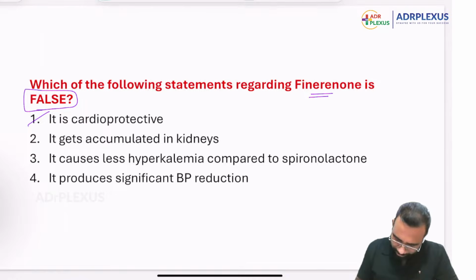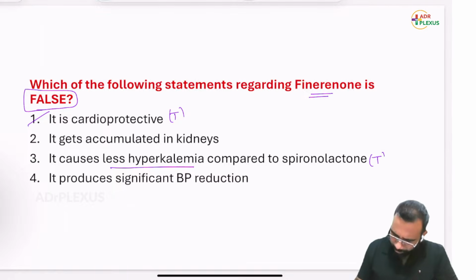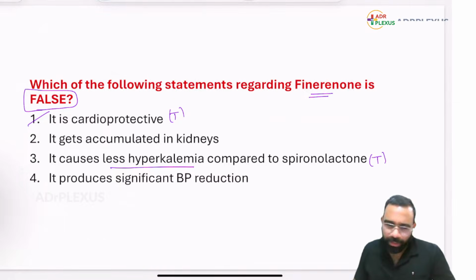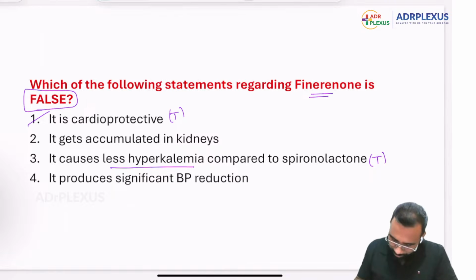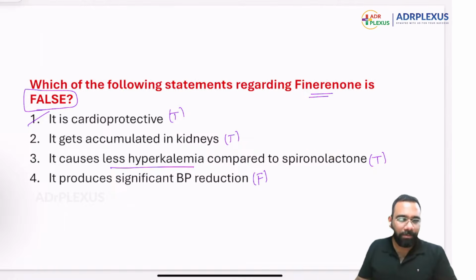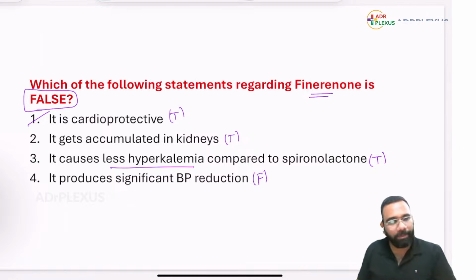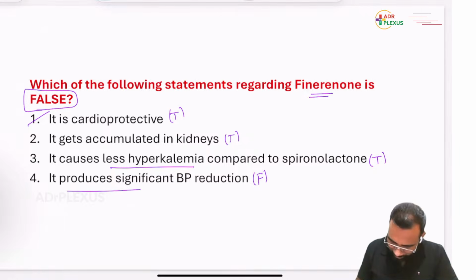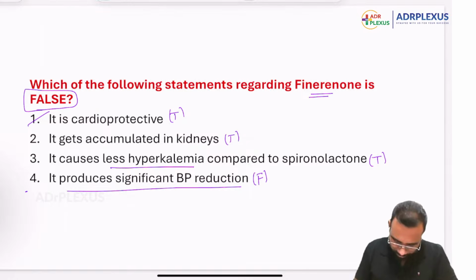Next one, it is going to cause less hyperkalemia. Yes, this is a true statement. When compared to eplerenone and spironolactone, it is going to cause less hyperkalemia. It produces significant BP reduction. No, it doesn't produce a significant BP reduction. This is a false statement. And it is going to get accumulated in the kidney. Yes, it is also true. Comparatively, with spironolactone that is less, but yes, it is going to get accumulated in the kidney. That is the reason why it is contraindicated when GFR is less than 30. So here, it produces significant BP reduction, that is the false statement.